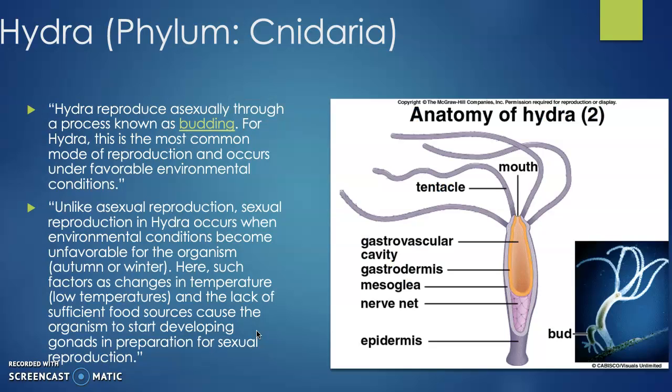In the following slide, this touches base on what budding is. What's interesting is that this is most common only when the environment is at a warmer climate, when the environment is in their favor. This is when they will reproduce asexually. They will reproduce sexually when the environment isn't quite in their favor, when the climate conditions are much colder. It says here that such factors as changes in temperature, the lower temperatures, and the lack of sufficient food sources cause the organism to start developing gonads in preparation for sexual reproduction. So that's something that's quite interesting.